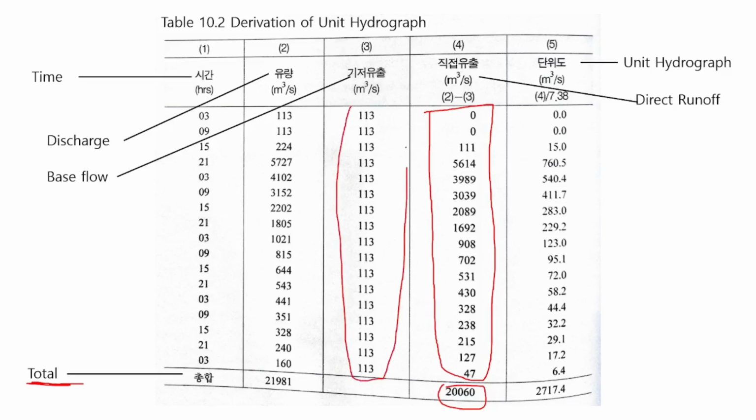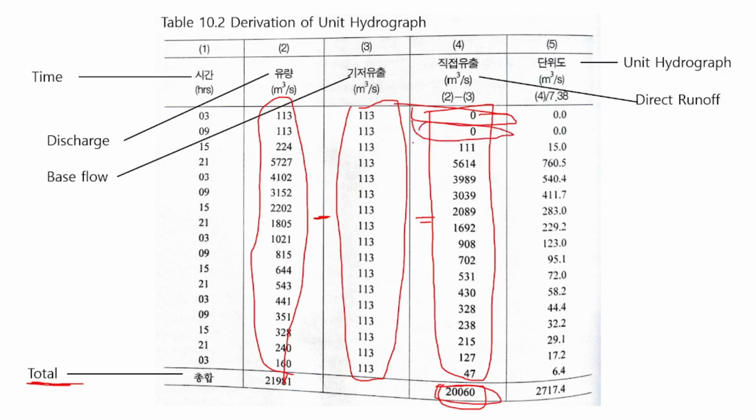113 is the base flow, right? So we subtract 113 from the entire data, and then we get these values, and then we add all of these together to get this. And each of these blocks is called an ordinate.